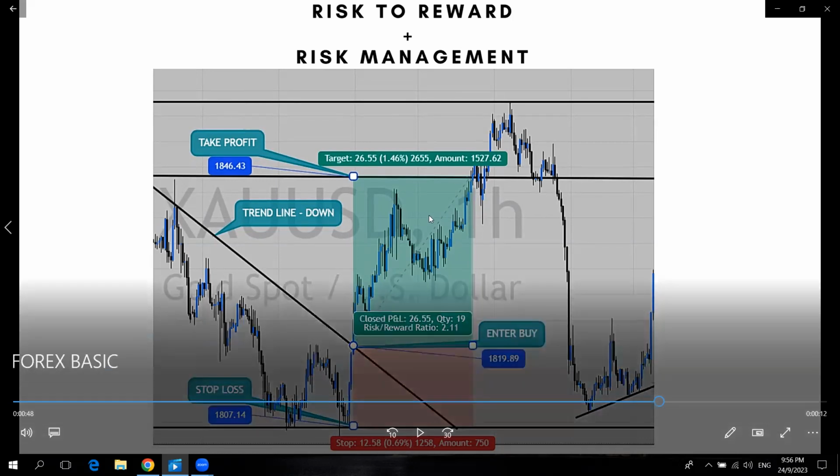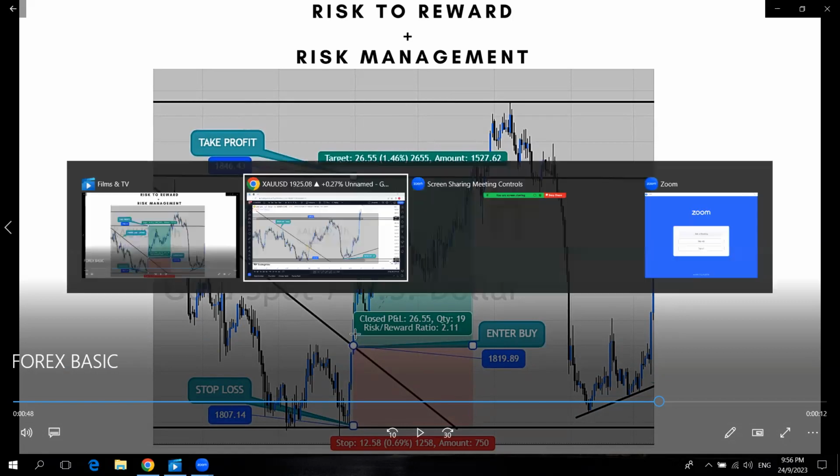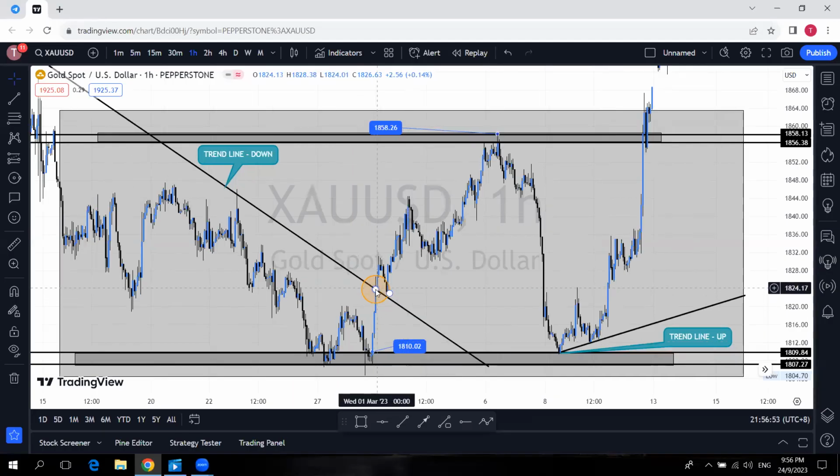Okay, so this is the same chart as just now. Remember where we wrote down the trend line just now? It's trend line down, and then here we can see that price has actually broken through this area. So if price has broken through this area, it means that we can take a buy position or long position. Not all the time, but most of the time.